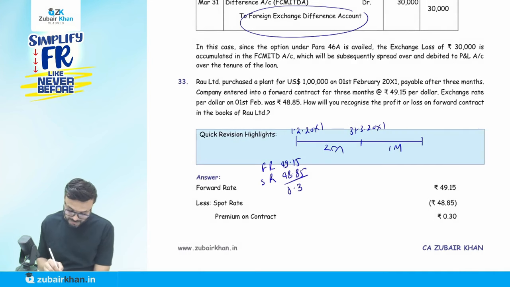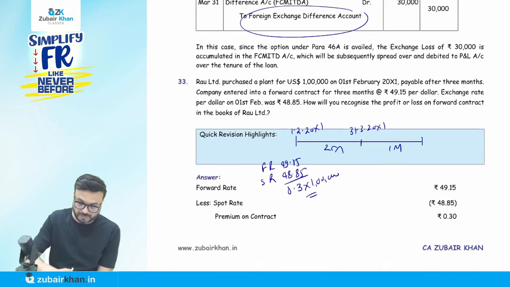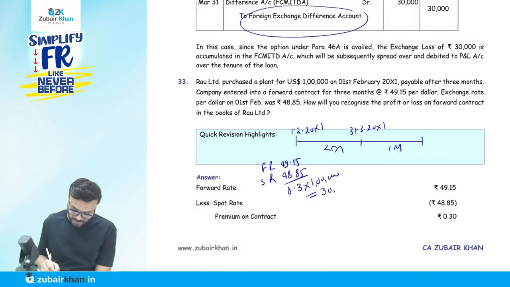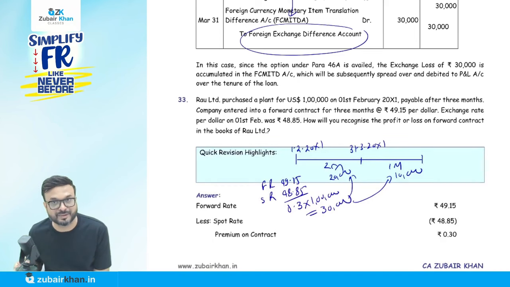Now how much is it? Multiply by $1 lakh. So that will come 30,000. But here it will come 20,000, and here it will come 10,000. So simple. 20,000 and the 10,000 will be recognized in the next year. Simple, it is very easy.